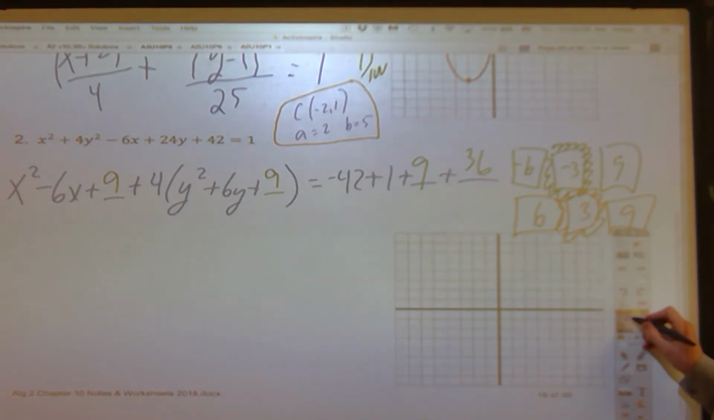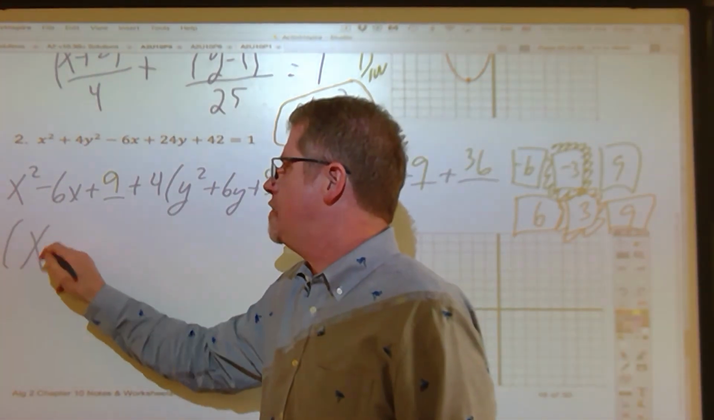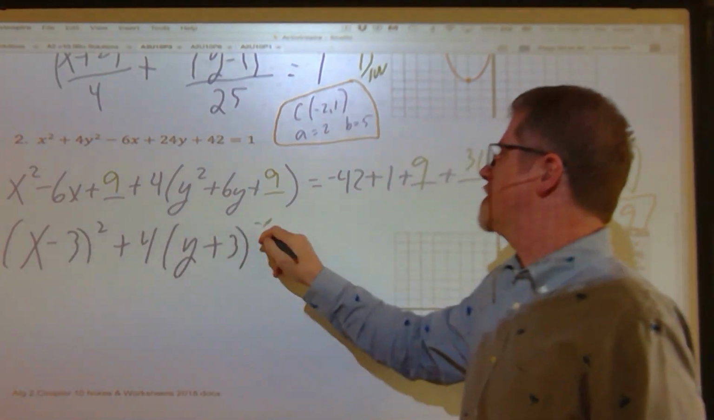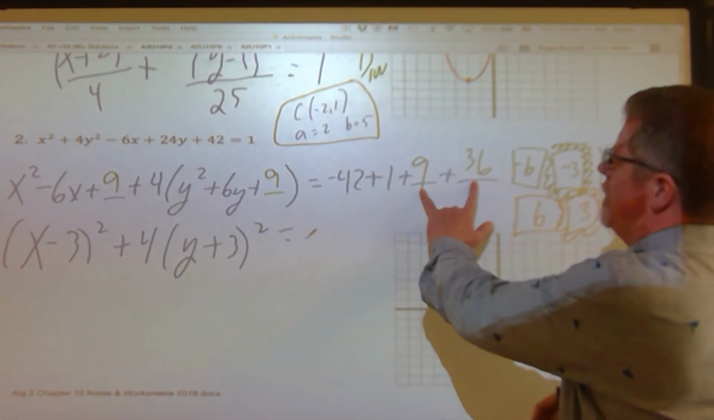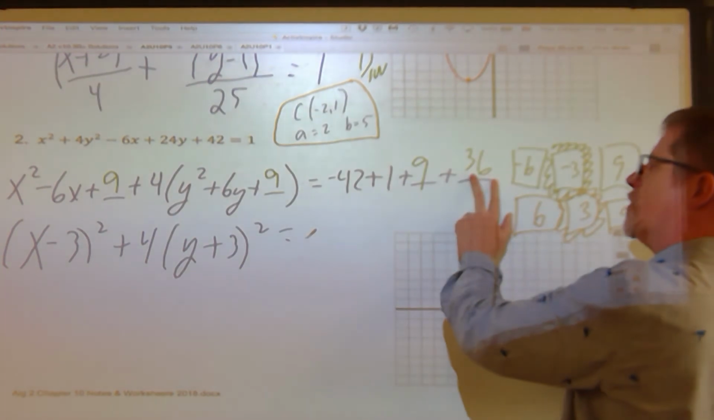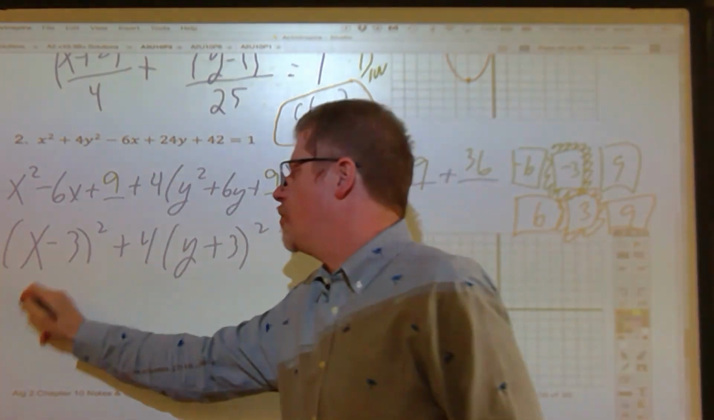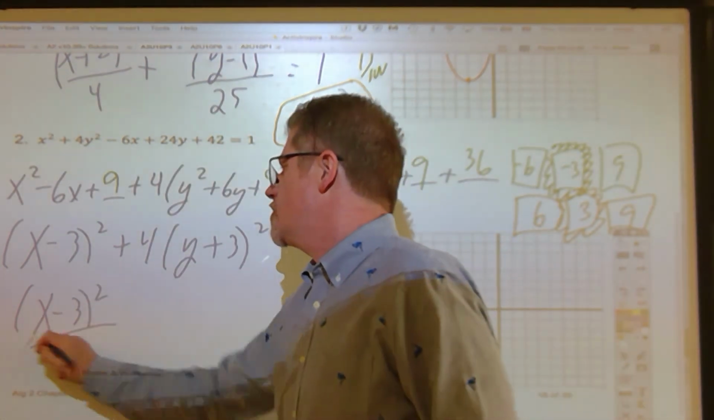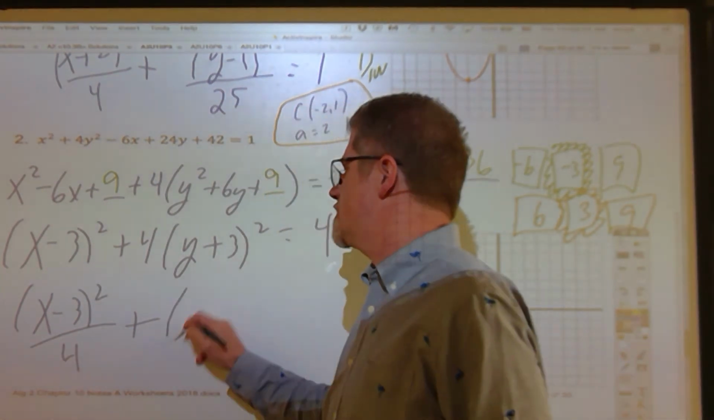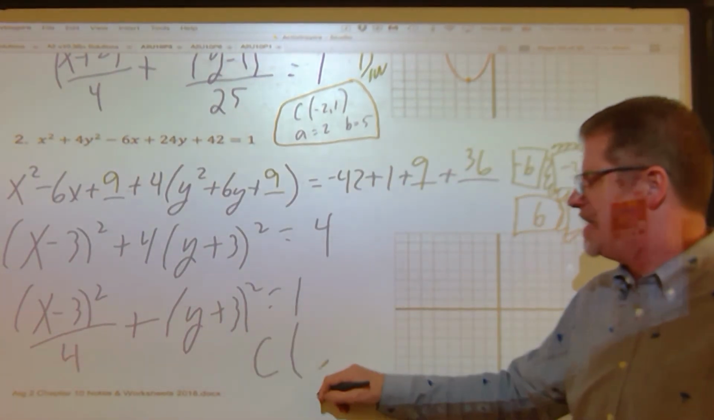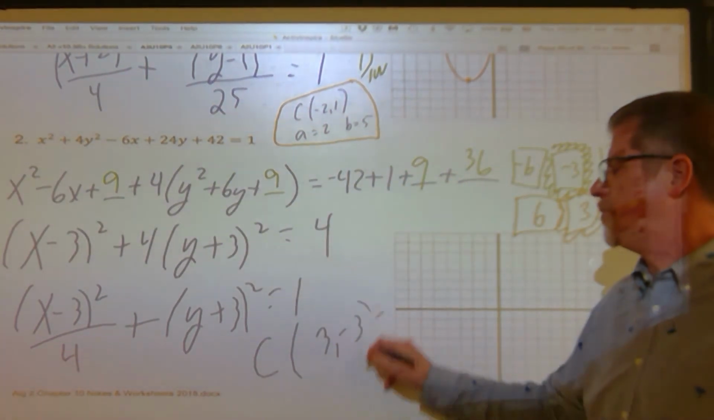Okay, so now the factored versions of these: this is going to be x minus 3 squared. This is 4 times y plus 3 squared. And this is going to be, let's see, that's 10. So 46 minus 42 is 4. So dividing both sides by 4 gives me x minus 3 squared over 4 plus y plus 3 squared equals 1. We've got an ellipse with a center at 3 comma negative 3.